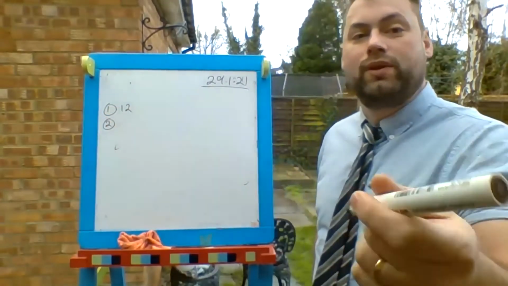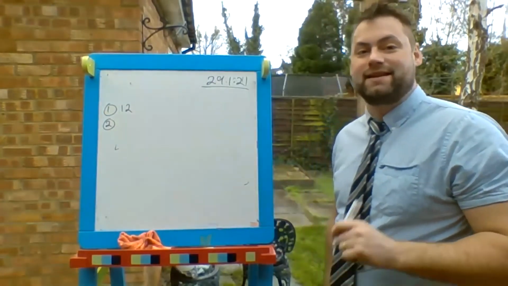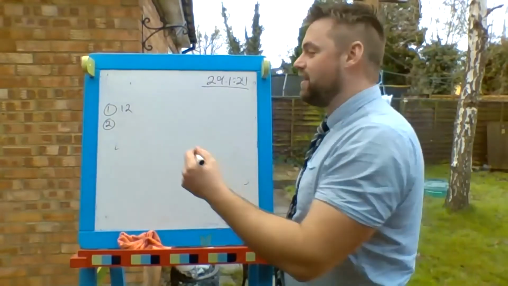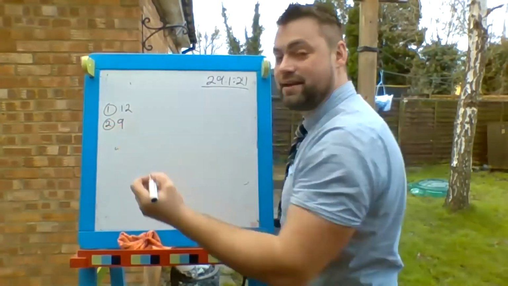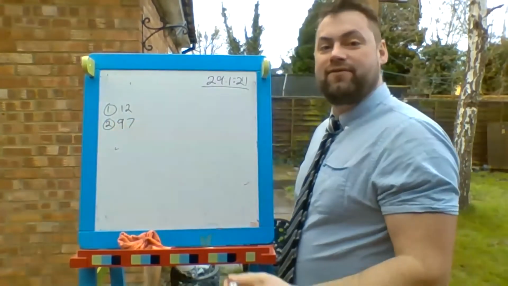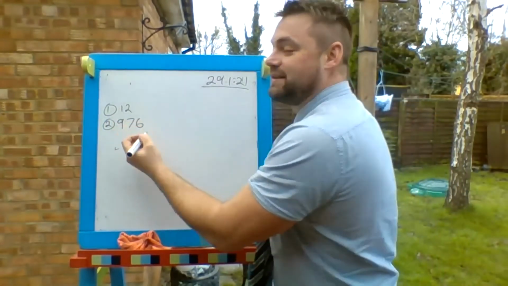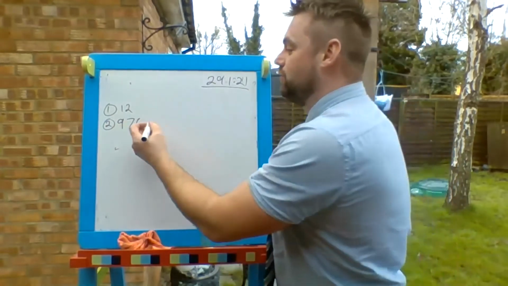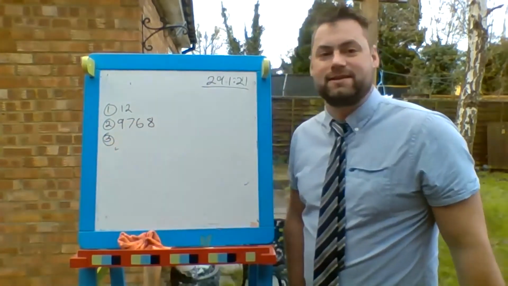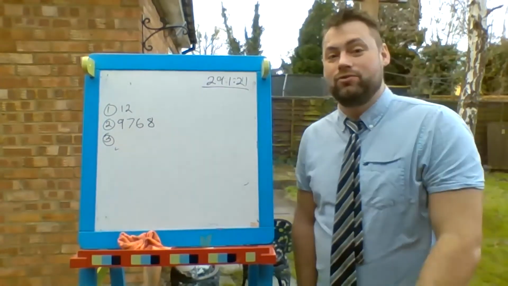Question 2, we did 2,456 add 7,312. So let's add the thousands together first. 2,000 plus 7,000 is 9,000. 400 plus 300 is 700. 50 plus 10 is 60. And 6 plus 2 is 8. So your answer should be 9,768.